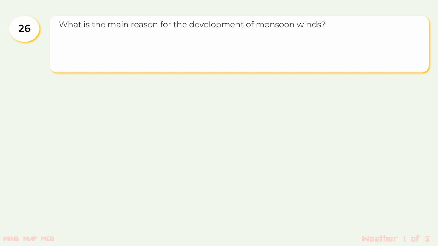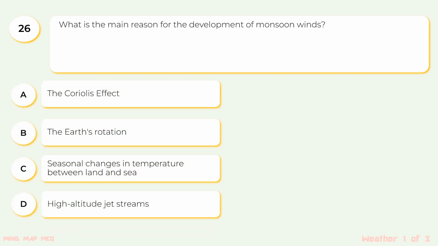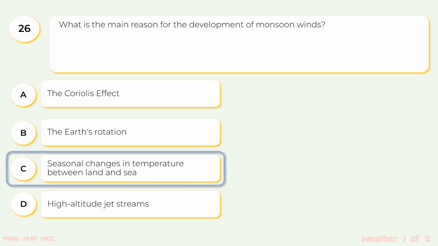26. What is the main reason for the development of monsoon winds? A. The Coriolis effect. B. The Earth's rotation. C. Seasonal changes in temperature between land and sea. D. High altitude jet streams. The correct option is C. Seasonal changes in temperature between land and sea.